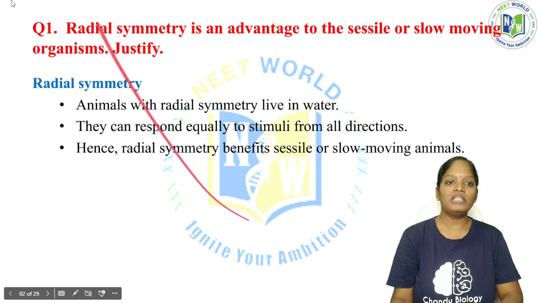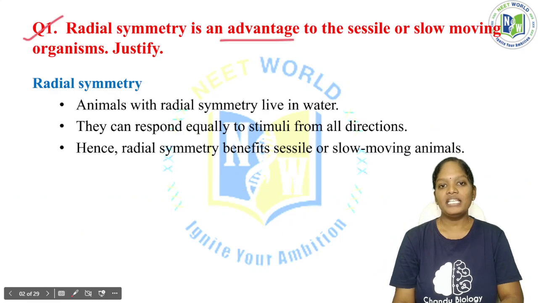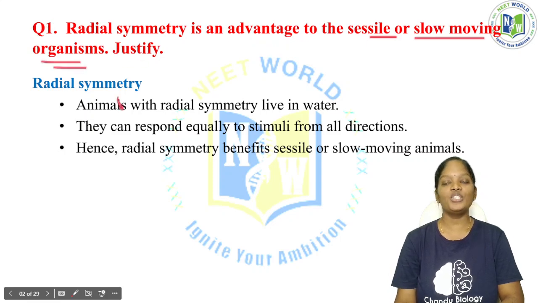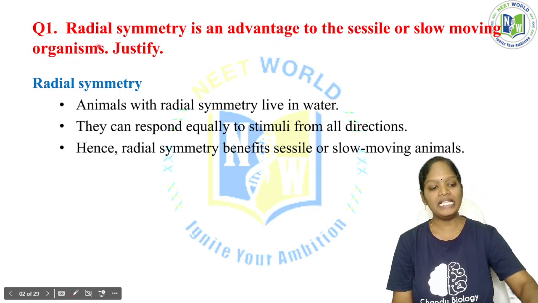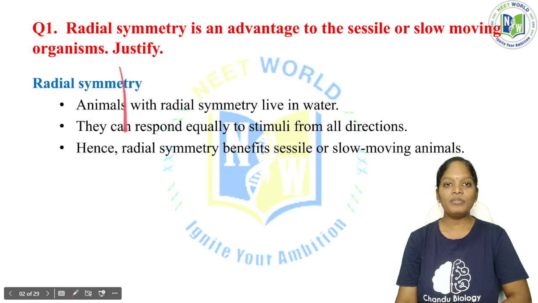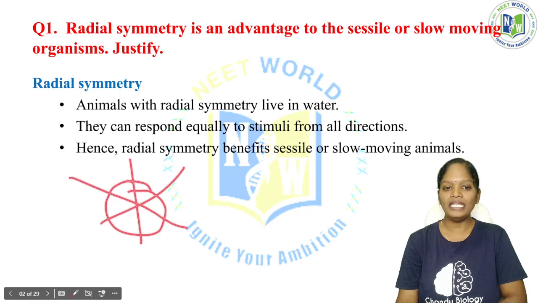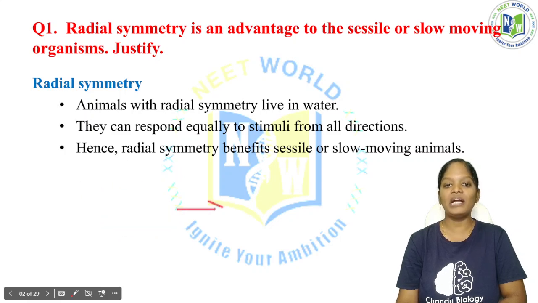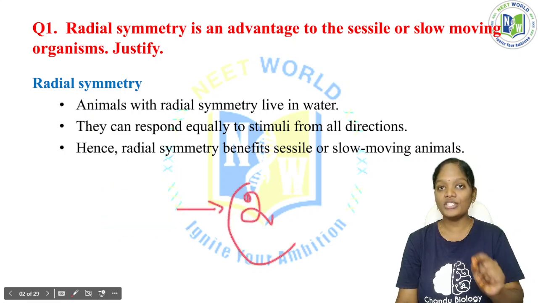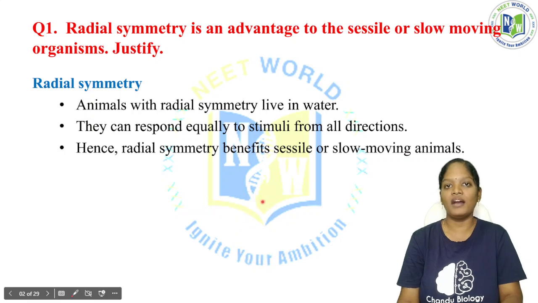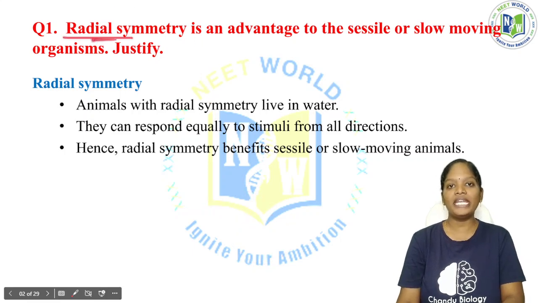Okay, so the question: radial symmetry is an advantage to sessile or slow moving organisms. First you should know what is meant by radial symmetry. So what is meant by radial symmetry? See, consider this as an organism. If we cut a particular organism at any plane, we can come up with two morphologically similar equal halves. So that is what radial symmetry is.